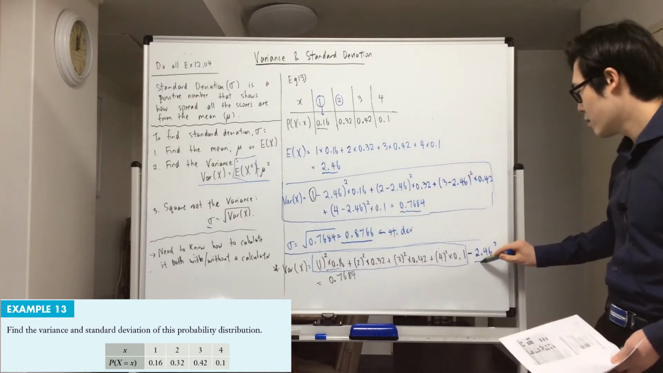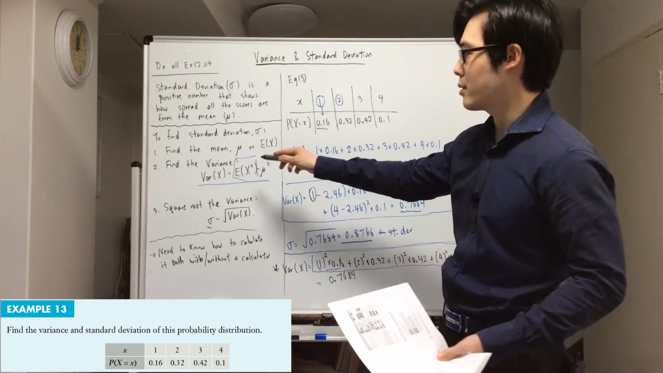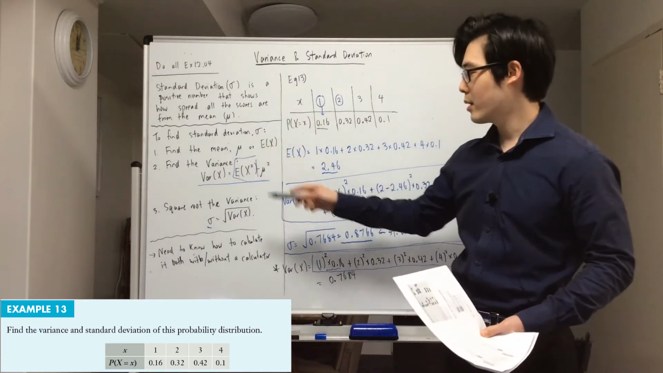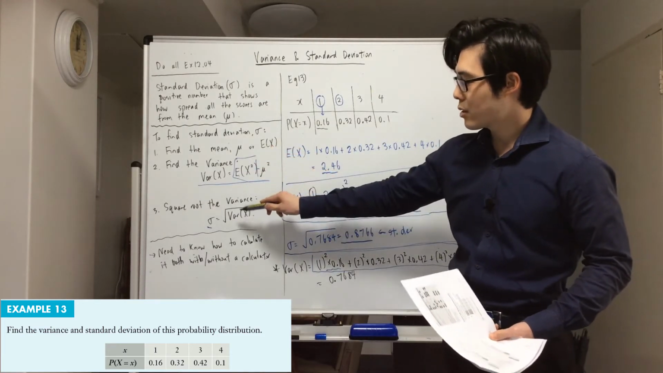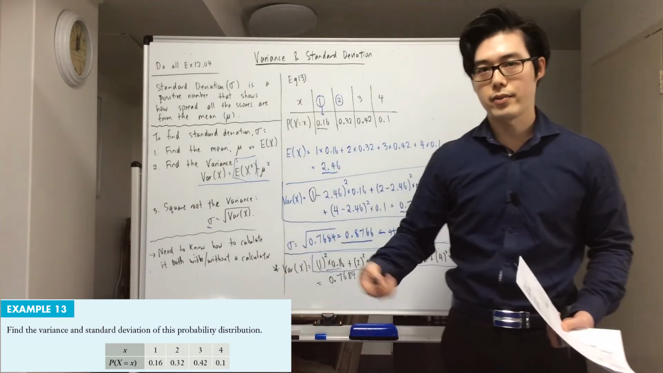Take away the mean squared at the end, okay? So that's what that formula means, and that formula is actually in your formula sheet, okay? So that's how you use it. This is not in your formula sheet, so you just got to know to square root your variance to find the standard deviation at the end.